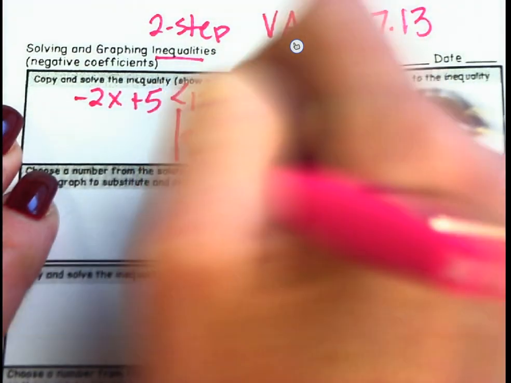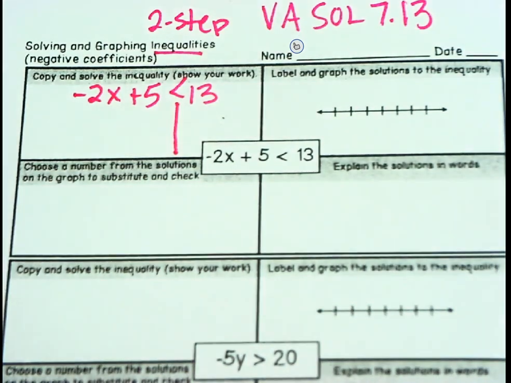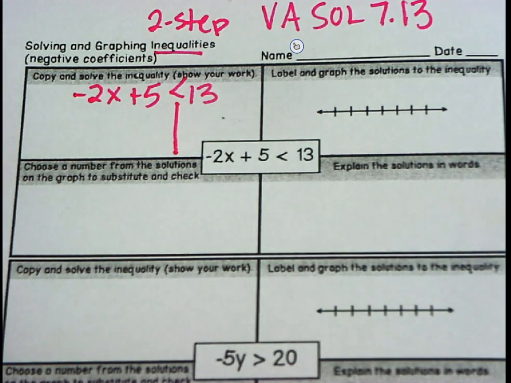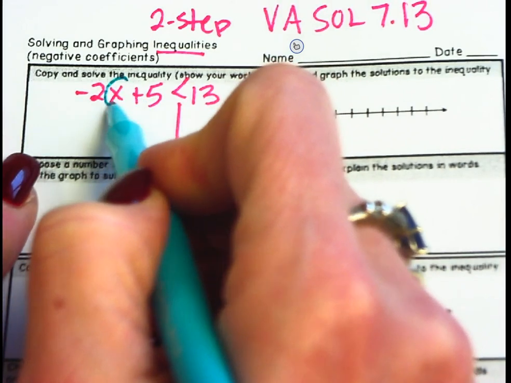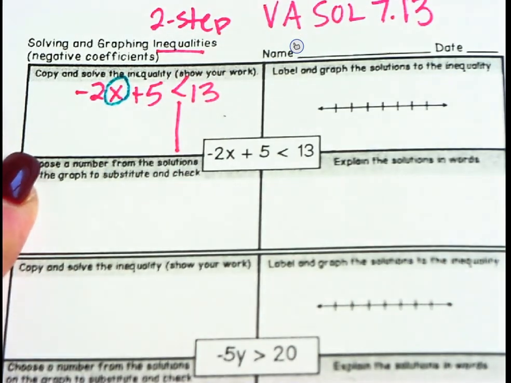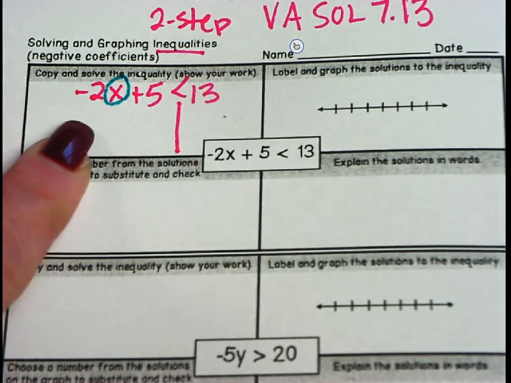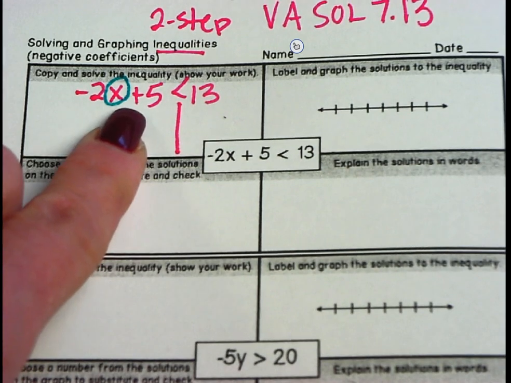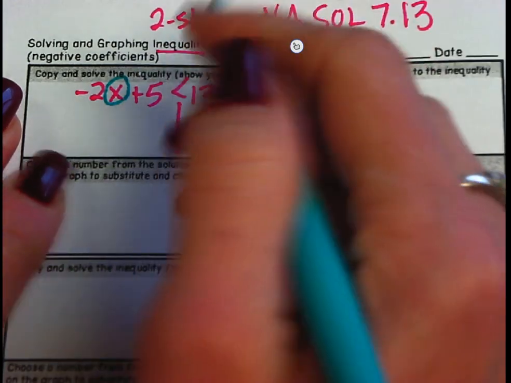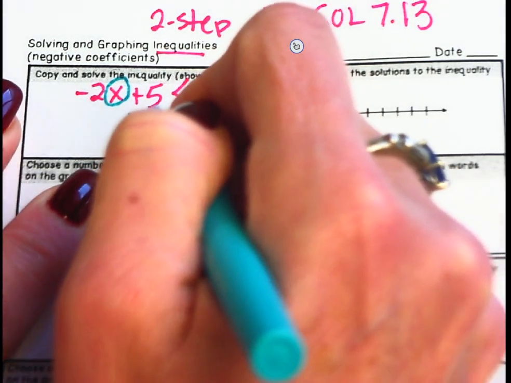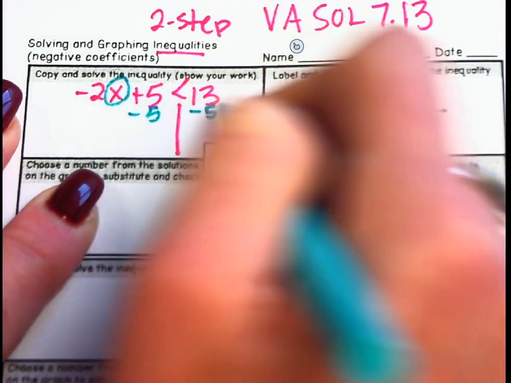I'm going to put my line down the middle, just like I do for equations. And now I'm going to begin solving. And the way I solve is just like I do equations. So I'm trying to isolate my variable. I have negative 2x plus 5. I'm going to undo my addition before I undo the multiplication. So I undo addition by subtracting. So I'm going to subtract 5 from both sides.